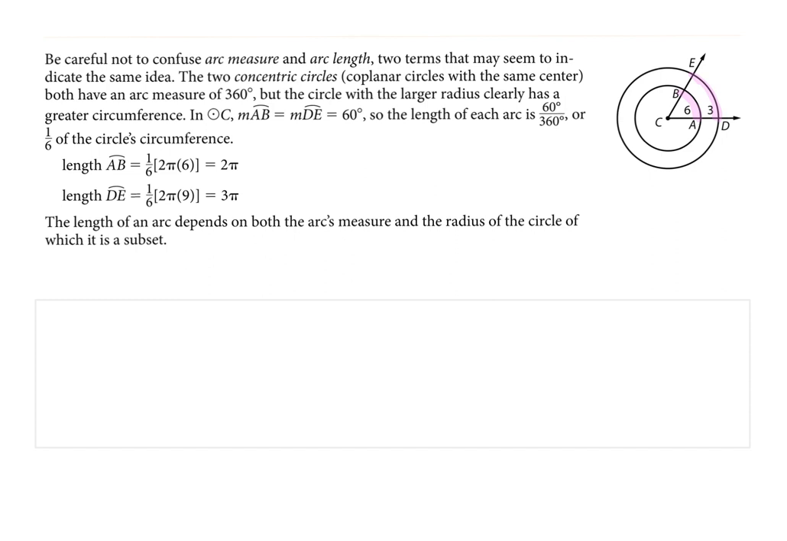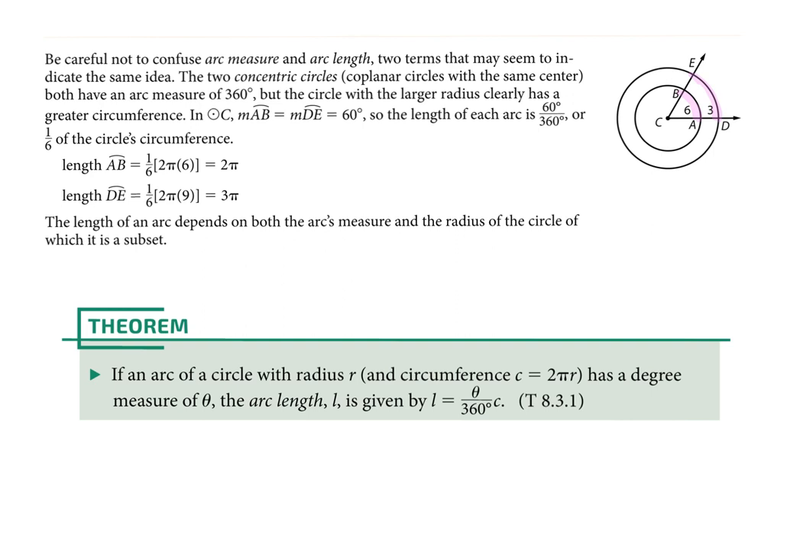However, it's obvious that if I were to cut those pieces out of the circle and lay them flat, ED would be longer than AB. Why? Because the radius of the outer circle is bigger. And so that is arc length. Arc length is how long that piece of the circumference is. And it is dependent on two things: the angle that makes it up, as well as the radius that created it for that circle. And so that is where we get that theorem that is listed below it.